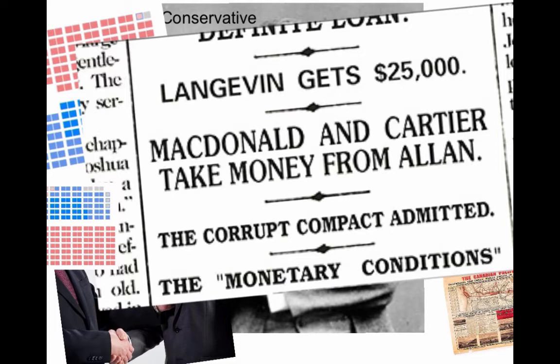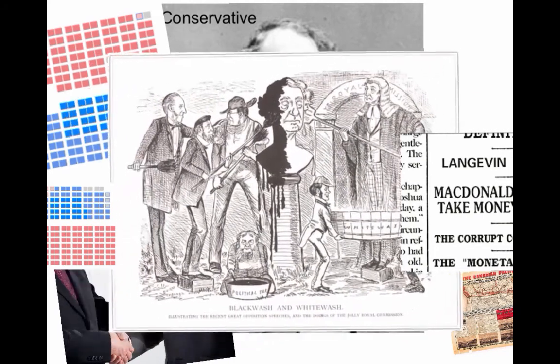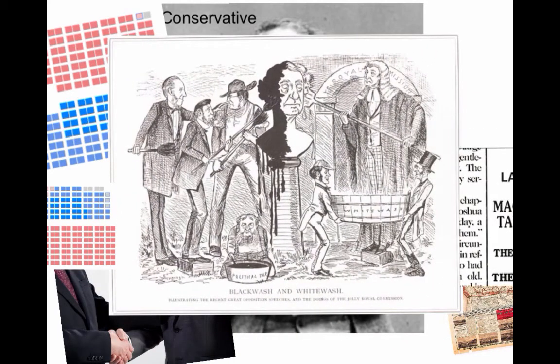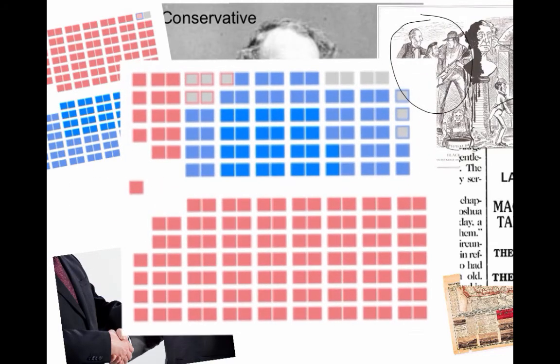Now, the Liberals didn't take this lightly, and this cartoon here shows the Liberals on the left-hand side. That's them there. They were trying to paint Macdonald with the tar, in this case, of the Pacific Scandal, and the Conservatives were trying to get out of it. What ends up happening is that in the next election, the Liberals win majority government from the Conservatives. But this isn't the end of John A. Macdonald.